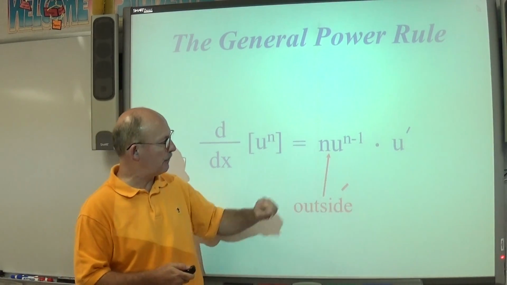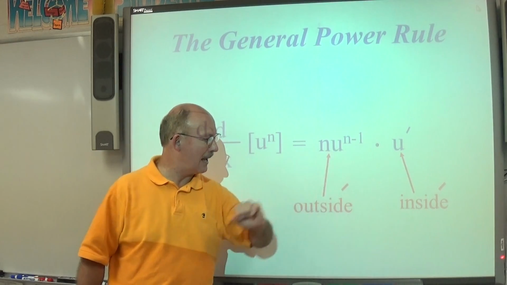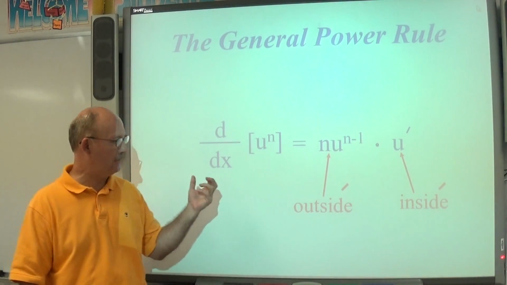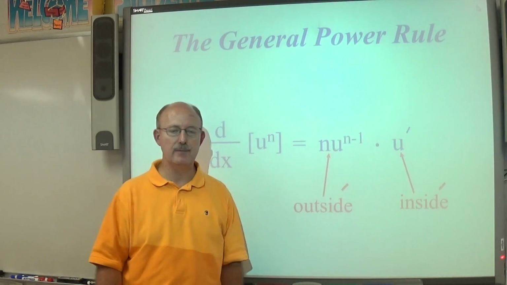So once again, this is the outside part of the function. The derivative of the outside, leave the inside the way it is, times the derivative of the inside. So that's the chain rule. Derivative of the outside, bring the inside down, times the derivative of the inside.